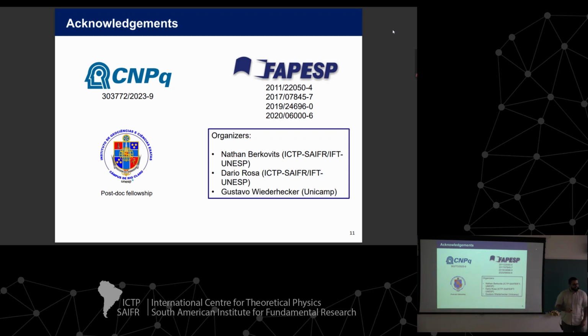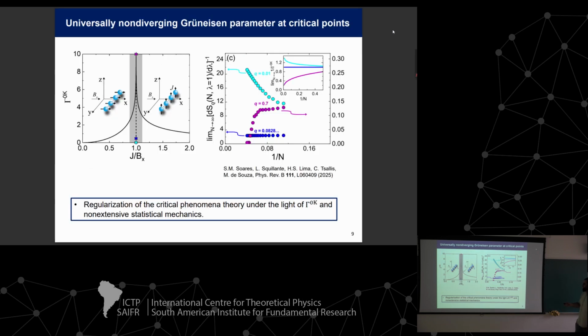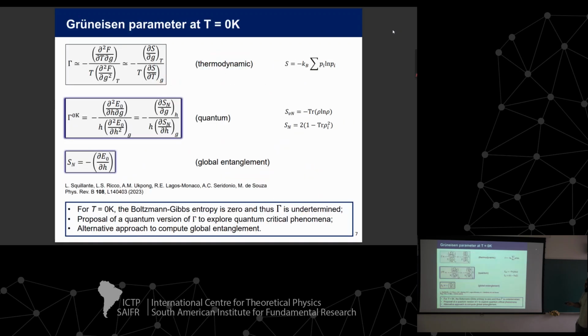So can you just give a picture of what is this new Grüneisen parameter? Is it still related to the thermodynamic quantities? Can we still relate to that? Yes, we can, because it has a similar structure to the one from thermodynamics.